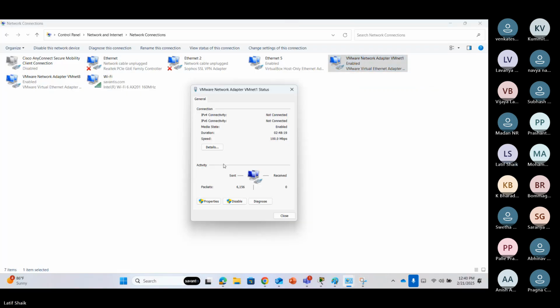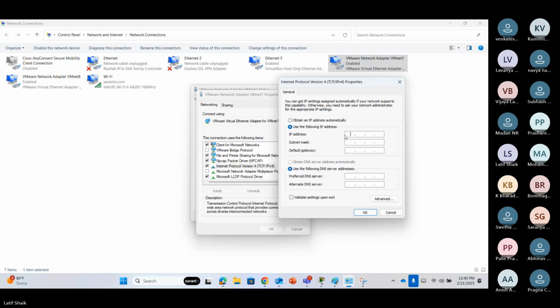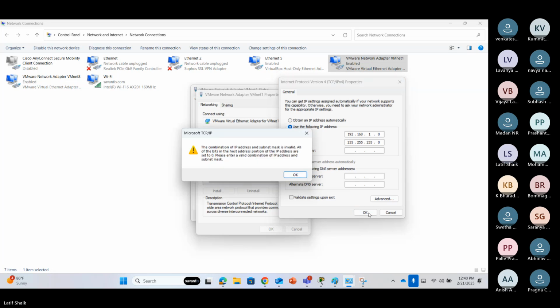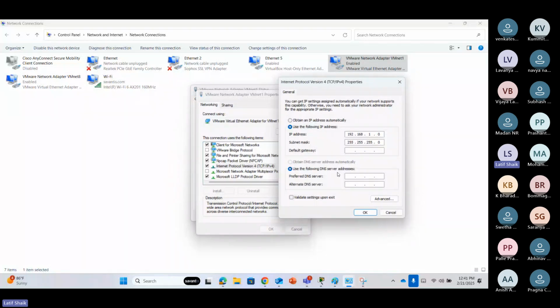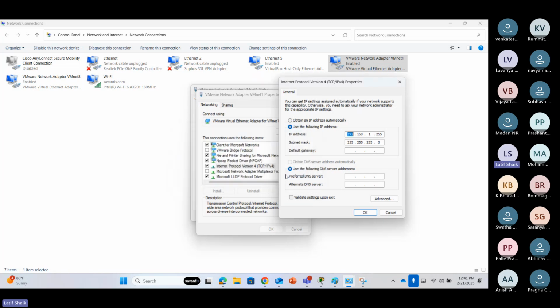For example, 192.168.1.0. A combination of IP address and subnet mask is invalid if all the bits in the host portion of the IP address are set to 0. The subnet mask is telling us the entire host portion is 0, so it cannot take it. For example, if you put 255, the last one in the network, that is also not accepted, because the entire host portion is set to 1. But when I give something like 6, it accepts it.